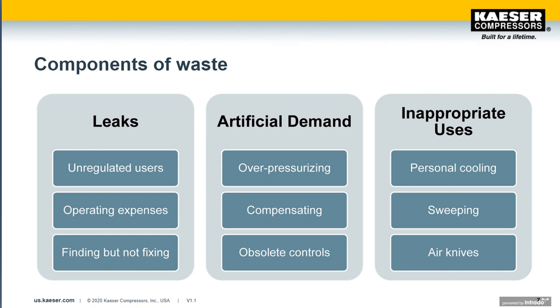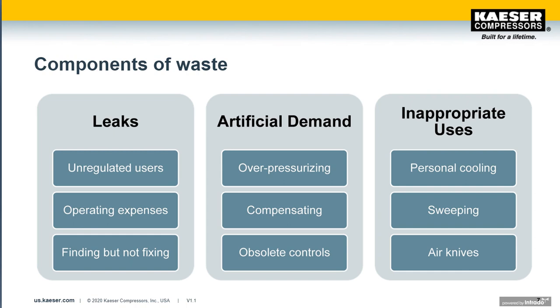Are there multiple compressors in operation? Maybe one or two might suffice. This could also lead to that higher artificial demand, higher pressures, because we have to cascade multiple compressors so that they don't load together. And then we see some frequent inappropriate uses: personal cooling, sweeping, as well as using compressed air for air knives.